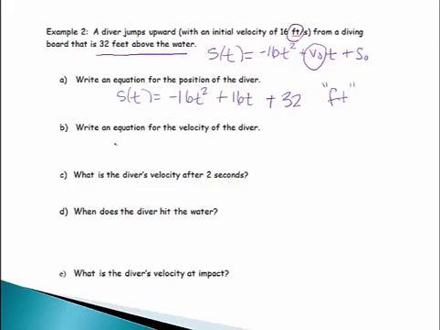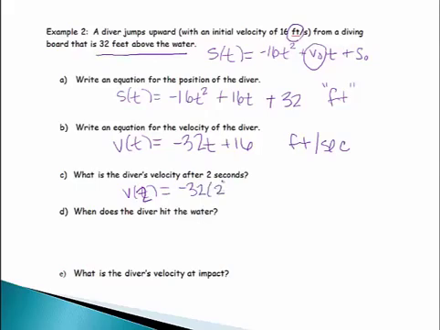Write an equation for the velocity. Well, let's take the derivative. And this would then be in feet per second. What is the diver's velocity after 2 seconds? So v of 2, plug in a 2. Just making sure everybody's with me here.